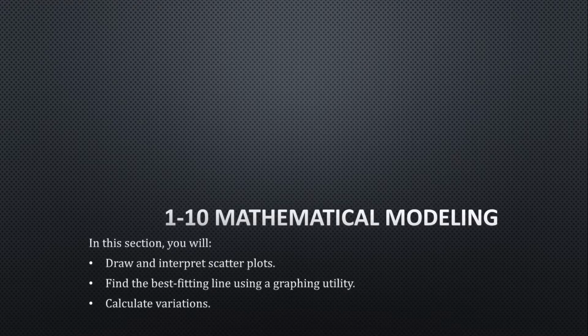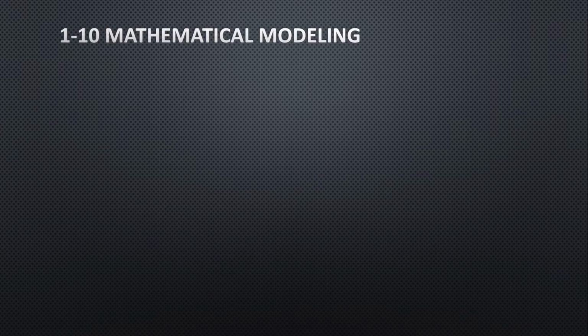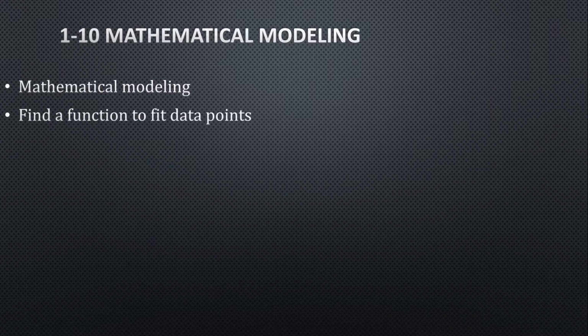Lesson 110, Mathematical Modeling. Mathematical modeling is finding a function to fit data points. So it's going backwards. Instead of having the function and getting the points and making graphs, we go the other way. We have our graph of points, and we're going to get our function.